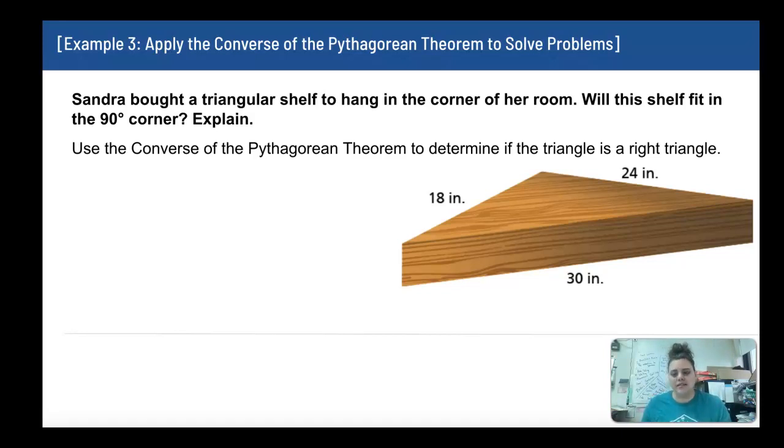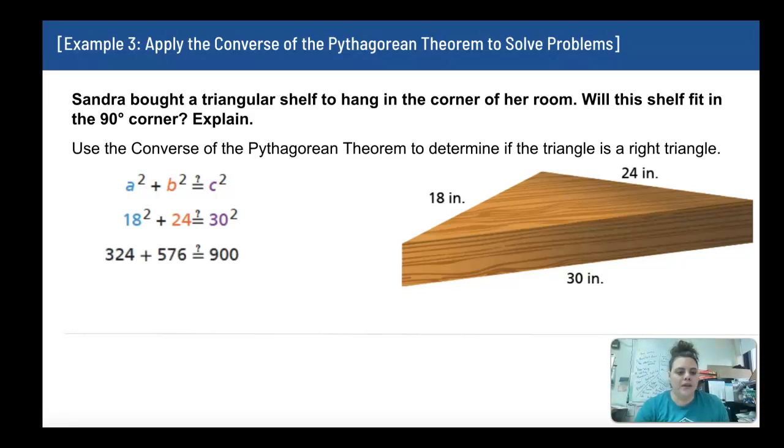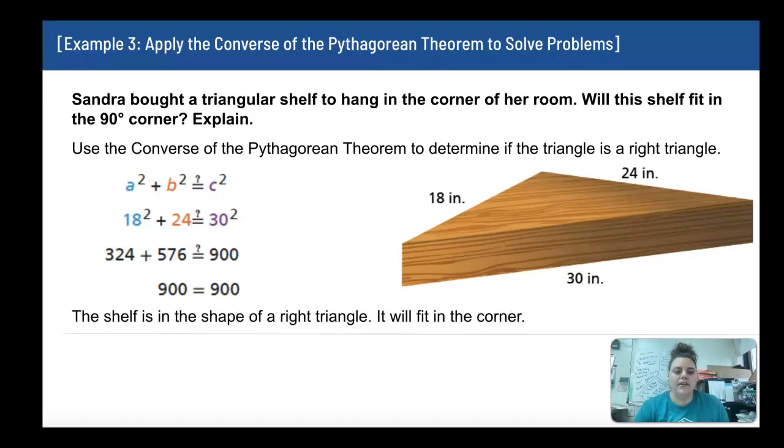We want to make sure that this is a right triangle because that will tell us that that is a 90-degree angle. So we're going to use the converse of the Pythagorean theorem to check and see if it's a right triangle. We have 18 and 24 will be our legs, and 30 will be our hypotenuse. So we're going to plug those values in. Oh, they missed the squared there. We square the numbers, add them together, and we see that we do get 900 equals 900, or that this does fit the Pythagorean theorem, so the shape of the shelf is a right triangle, and it will fit in the corner.